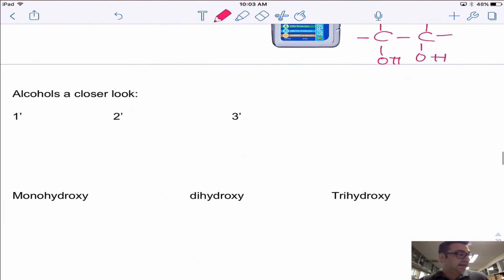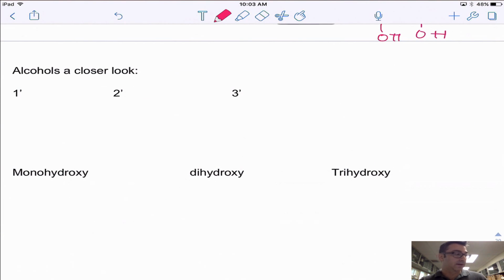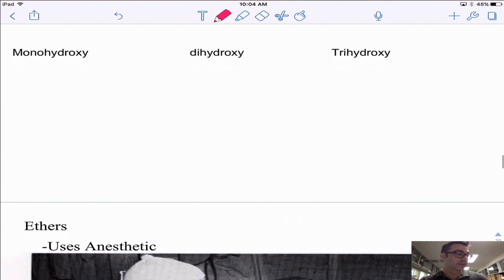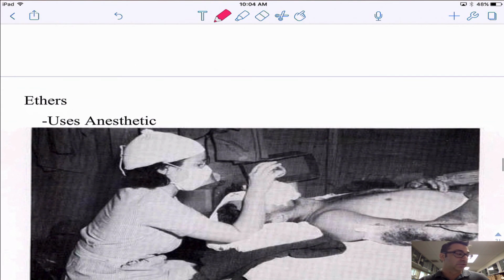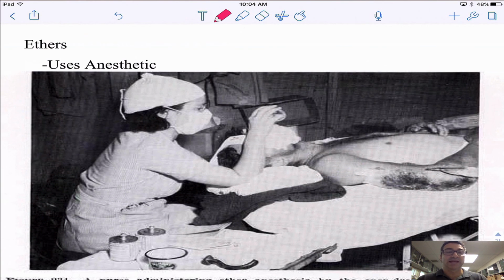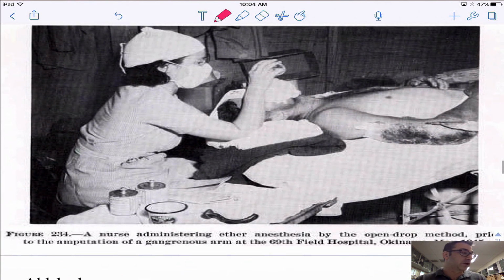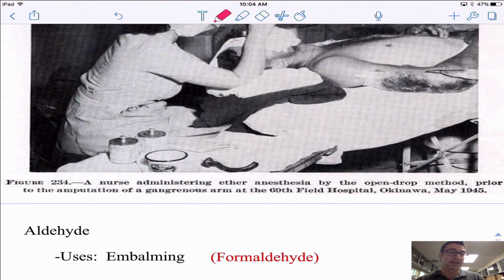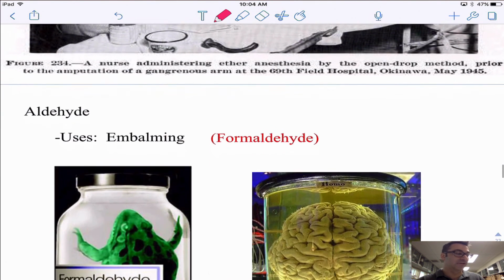We'll come back, and in the next video, I'll talk about alcohols, a closer look. We'll talk about different types of alcohols. I just want to go through a few other of the compounds. Ethers, these were used as anesthetics early on when anesthesia was first being experimented with, and this was called the open drop method. This was prior to when they actually had more controlled methods. I'll go past that gangrenous arm.